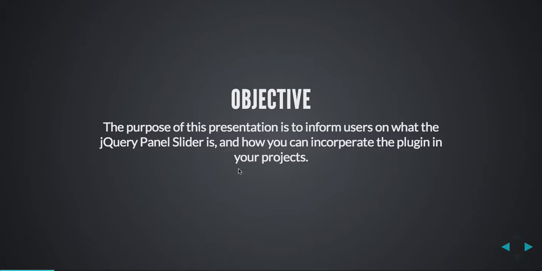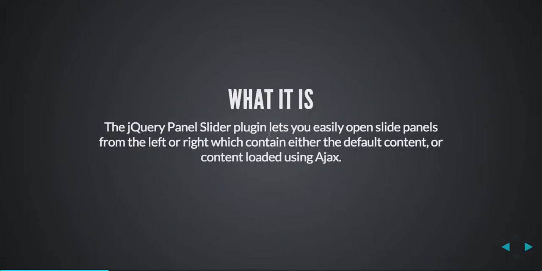All right, and get to the objective. The purpose of this presentation is to inform users on what the jQuery panel slider is and how you can incorporate the plugin in your projects. That is my objective for this assignment. What it is: the jQuery panel slider plugin lets you easily open up slide panels from either the left or the right side, which can contain either default content or content loaded using Ajax.